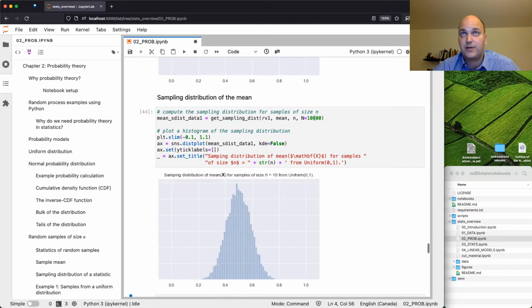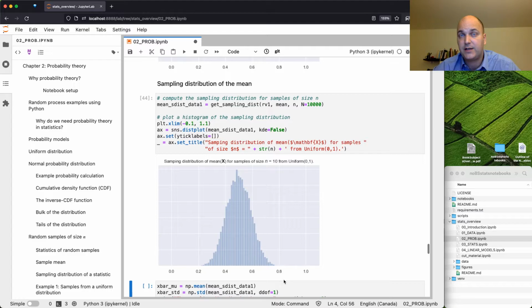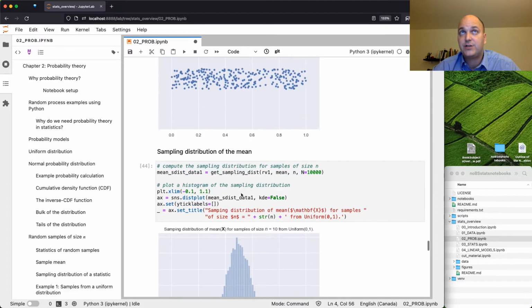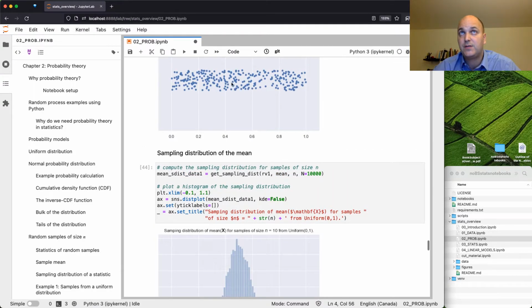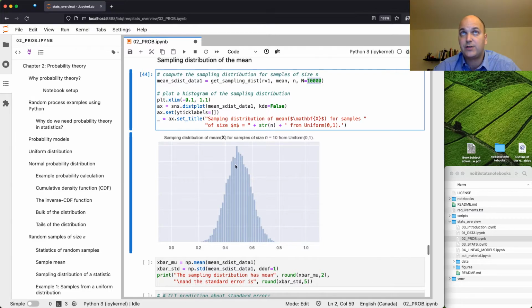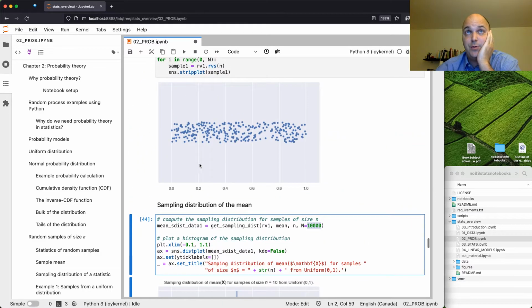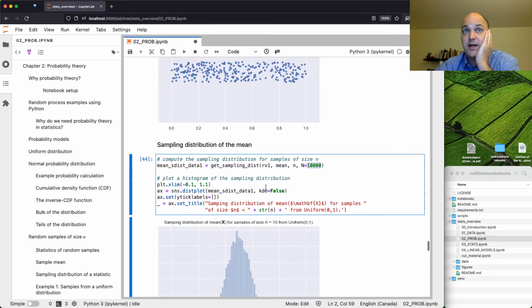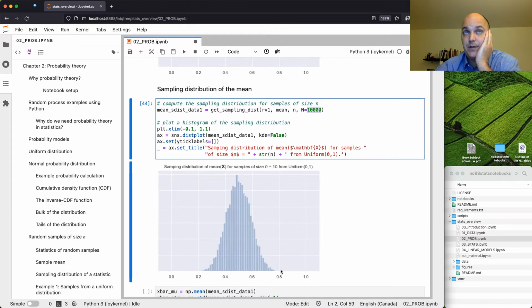Okay, so it takes a little bit of time, but in the end we get a histogram. So the average of 10 points is another point, and then we repeated that 10,000 times to get a distribution of all these points, of the averages of the samples. And this is interesting. The samples are uniform between 0 and 1, but their average turns out to be normal.